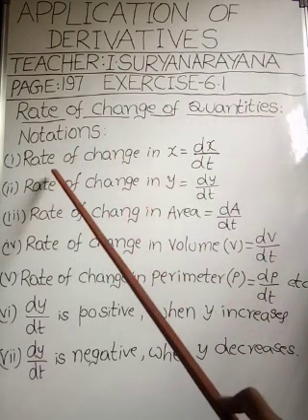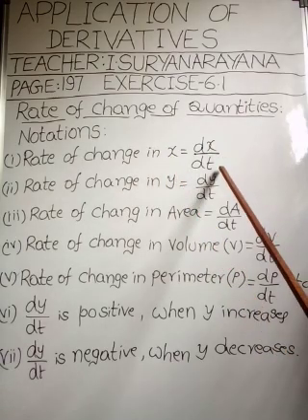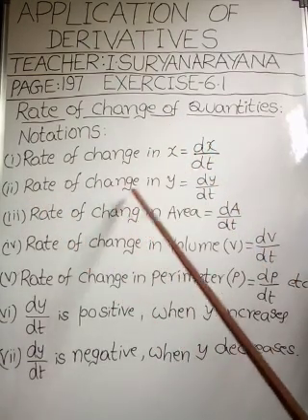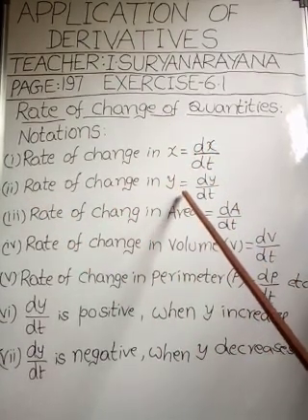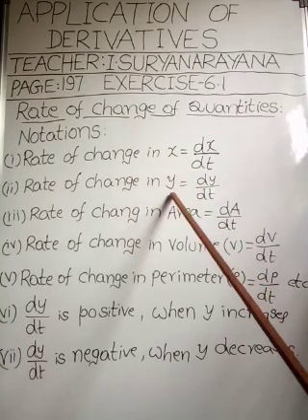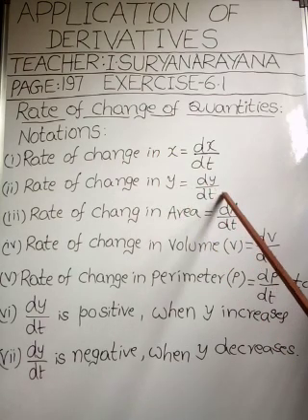See, first notation, rate of change in the variable x, it is denoted by dx by dt. Understood this point, my dear children? Now come to the second point, rate of change in y. I just changed the letter. Here x I wrote, here I am writing y. So how do you denote it? dy by dt. Understood this second point, my dear children?